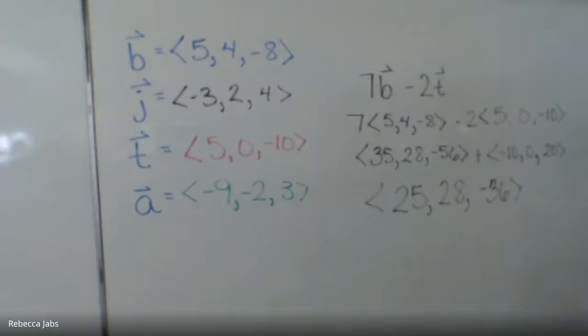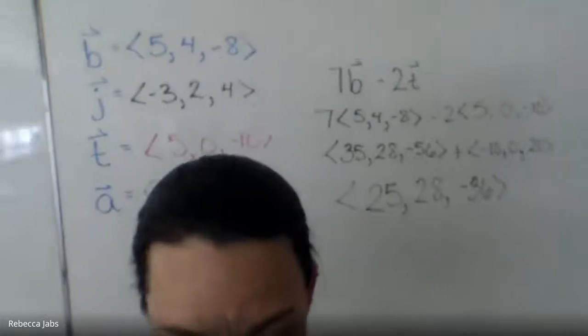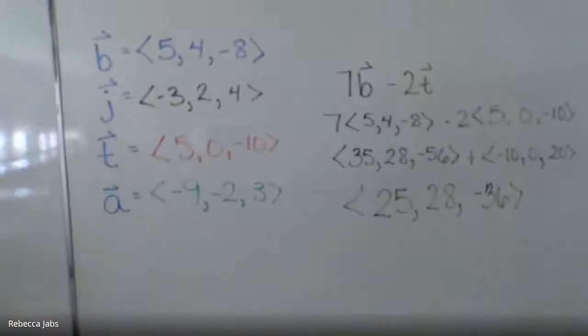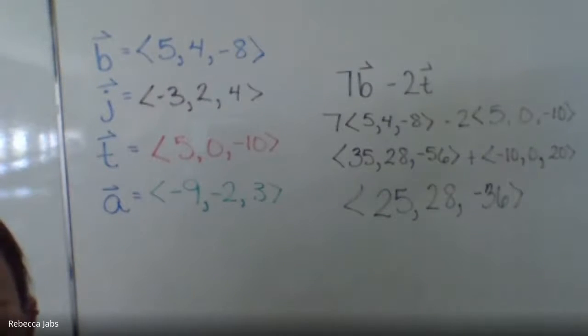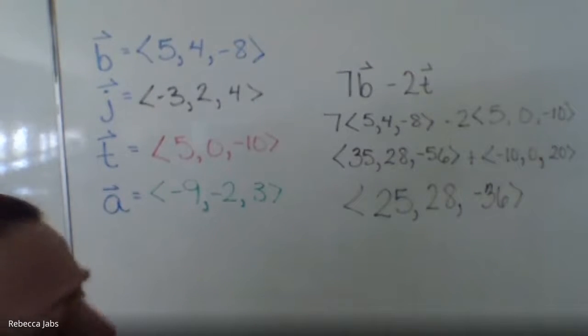All right, if I distributed my negative correctly, that second vector on that side, and guys, I keep on trying to switch it out to find the markers that write the darkest. So if you need me to rewrite anything, just let me know. When I did distribute a negative, I switched it to the plus, but it became a negative 10. The 0 stays at 0, and the negative 10 became a positive 20. So if I added those correctly, 25, 28, 40, somebody said 46. I agree with the 25 and the 28.